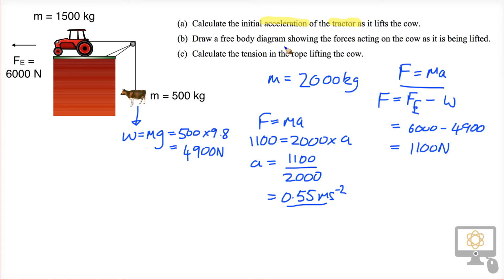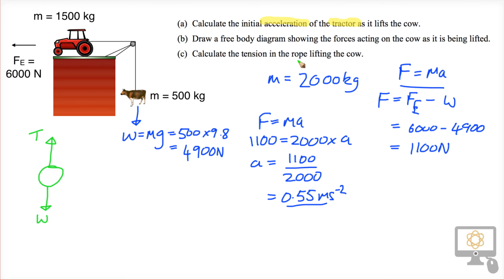So part B, draw a free body diagram showing the forces acting on the cow as it's being lifted. So let's take a different colored pen, let's say green, and we're going to draw the cow. There we go, that's my cow. As a good physicist, assume a cow is a sphere, and there are two forces acting on it, an upward force and a downward force. The downward force is the weight, and the upward force is the tension. And that's effectively all we have to do. I suppose if this were an exam question, you may want to write the words out in full, both weight and tension. So that's part B.